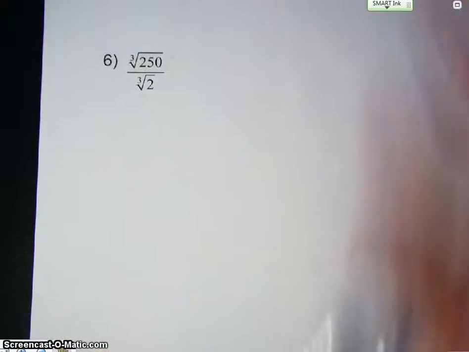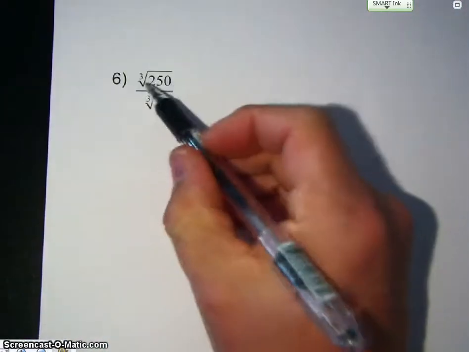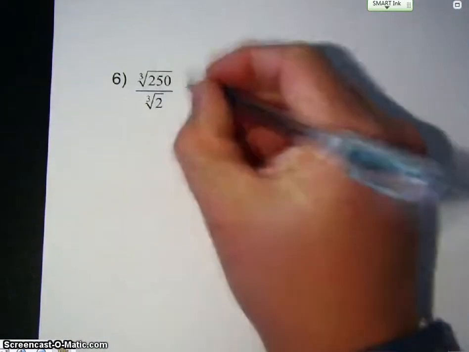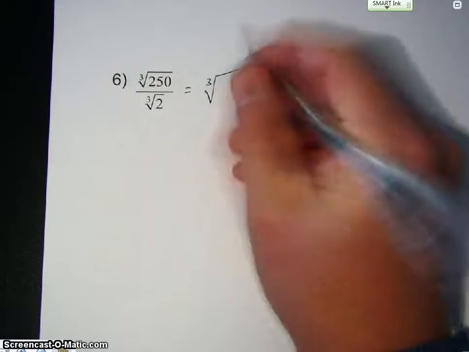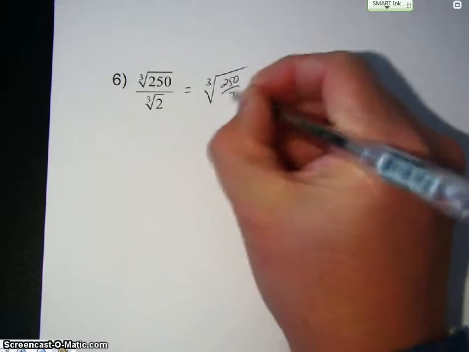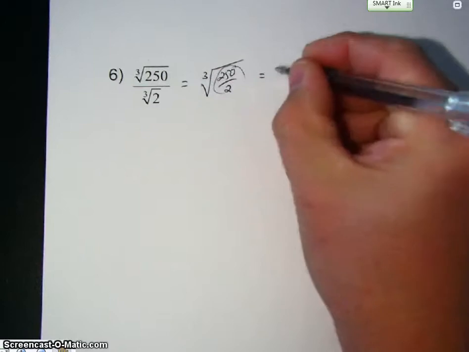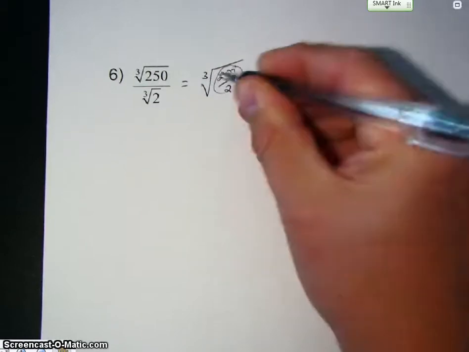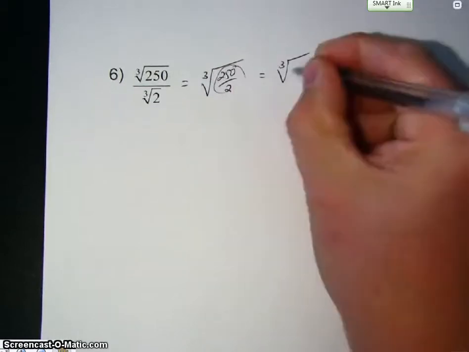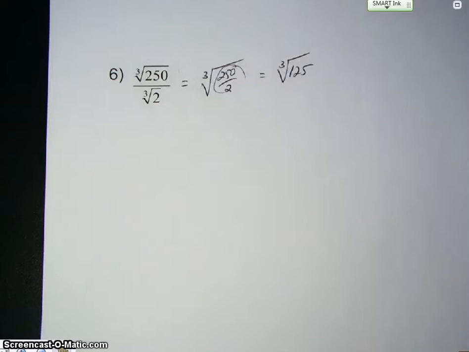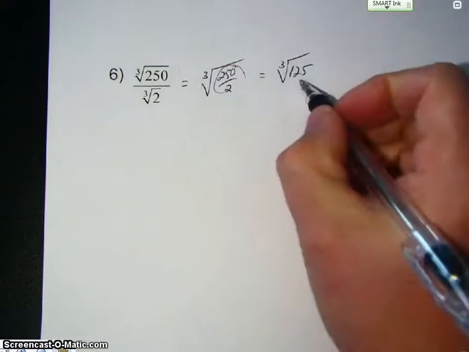Let's look at the next one. Same thing here. They both have cube roots, so I'm going to just write one cube root and write 250 divided by 2 underneath. So I'm going to do the division. 250 divided by 2 is 125. Now, can I simplify 125?